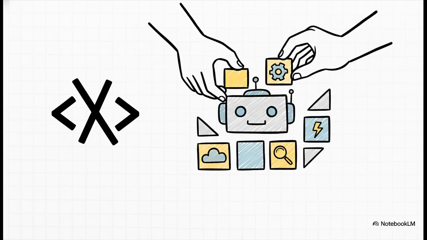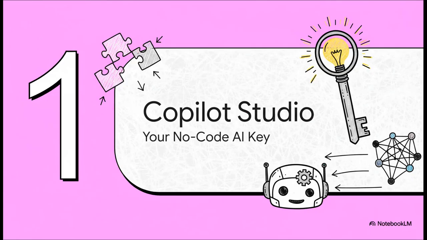But here's the absolute best part. This is the real game changer. You can do all of this without writing a single line of code. Yep, that means this incredible technology is suddenly open to pretty much everyone. So you're probably wondering, how is this even possible? Well, the tool that makes all this happen is called Microsoft Copilot Studio. Think of it as the key to unlocking your very own no-code AI agent. It's the platform that takes you from just using tech to actually creating it.